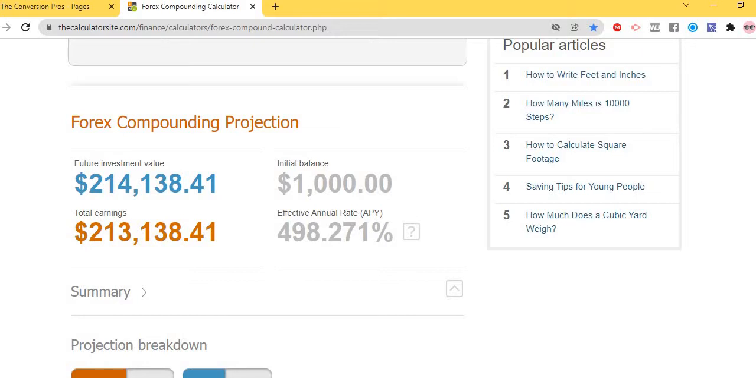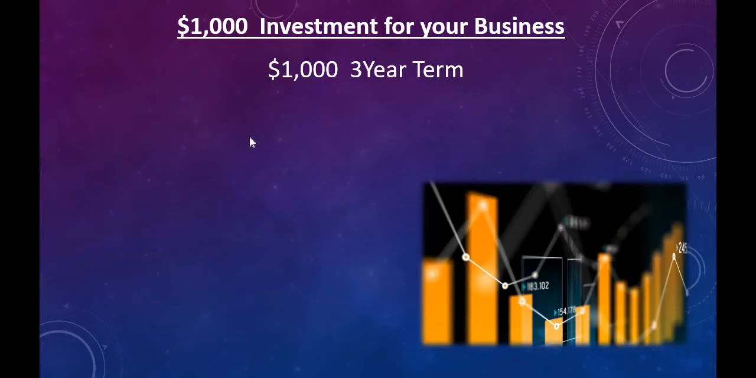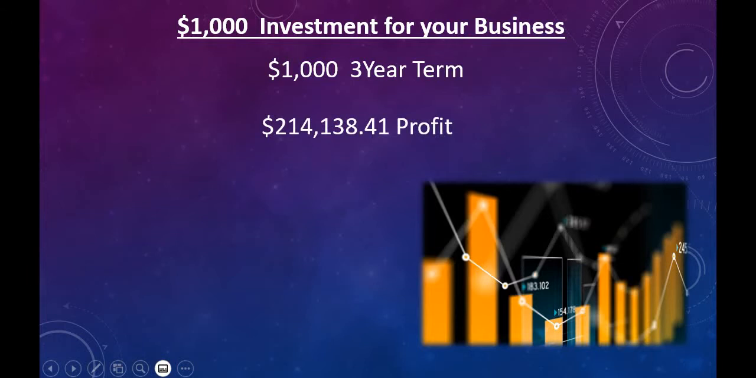So with that first year of investment, we saw what that looked like. So we went the whole 3 years, and you actually got a profit of $214,138.41.